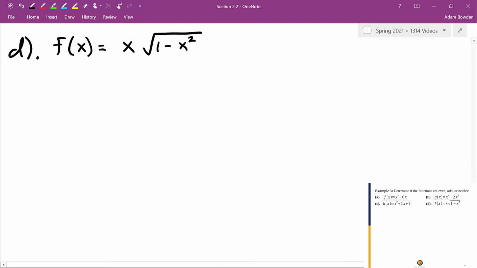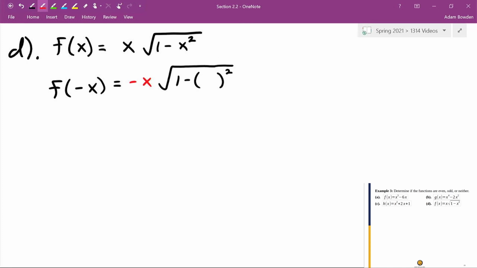Now if we look at this function, this one's a little bit different since it has a square root. So some of the rules of thumb that we were using in the last few don't really apply here necessarily. We do check though by plugging in negative x. So if we plug in a negative x here to the function, here's how it's going to go. We'll have negative x times the square root of 1 minus negative x squared. Since that's x squared, we're going to have negative x and the square root of 1 minus, and that will change back into a regular x squared.